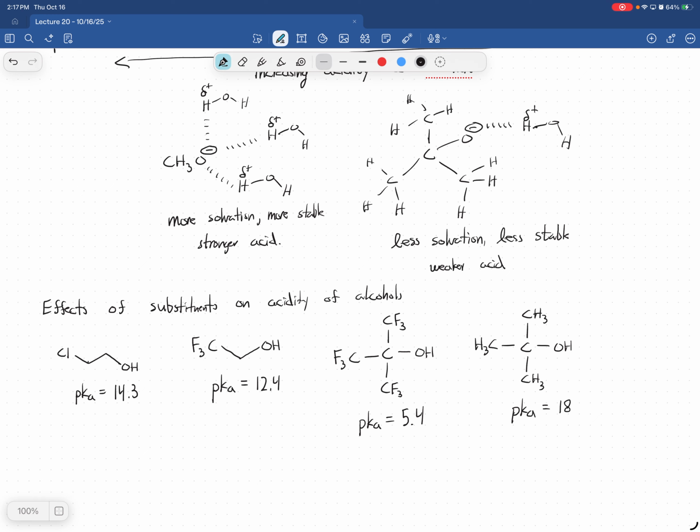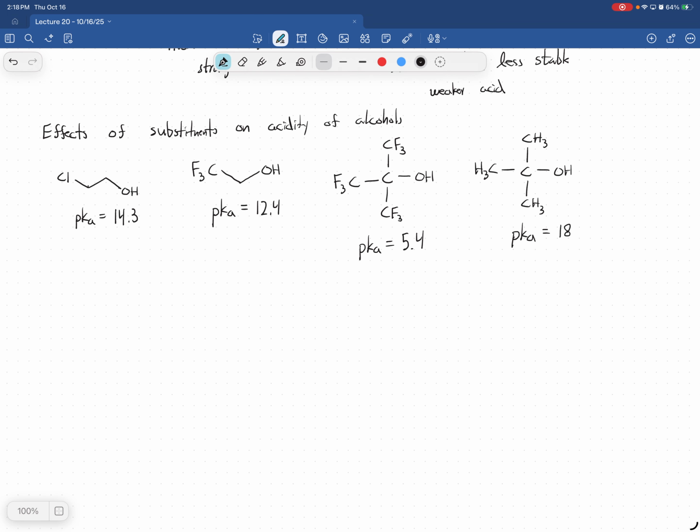All right, so that's a humongous increase in acidity. It might not seem like much, but this tells us that it's about 10 to the 13th times as strong as tert-butanol. So that's a lot. Okay, so we can use this property of alcohols to change their reactivity. And that's the point of using alcohols in synthesis and reactions.